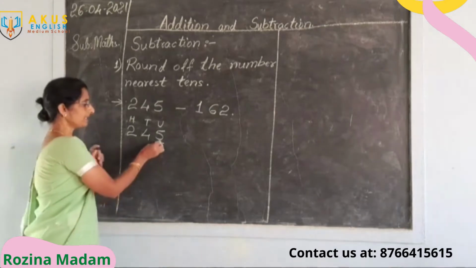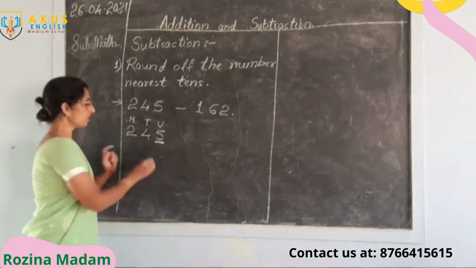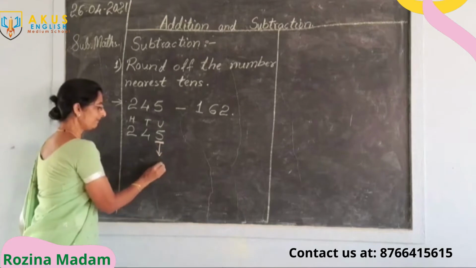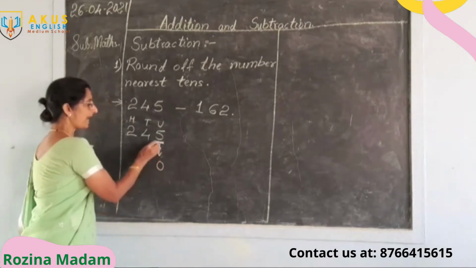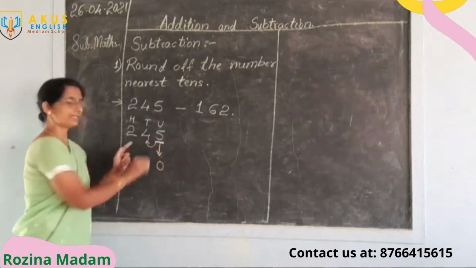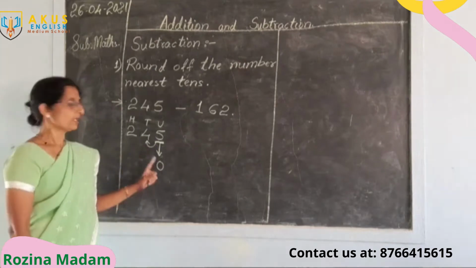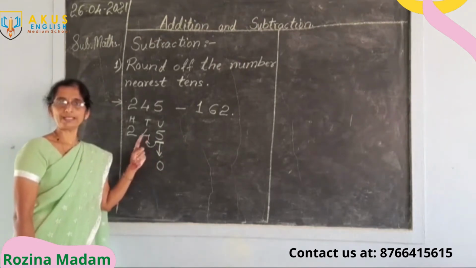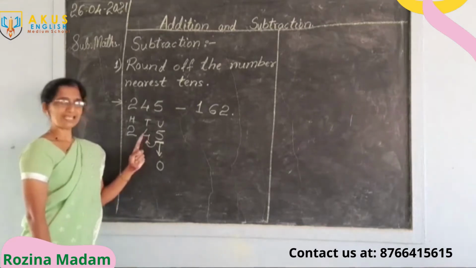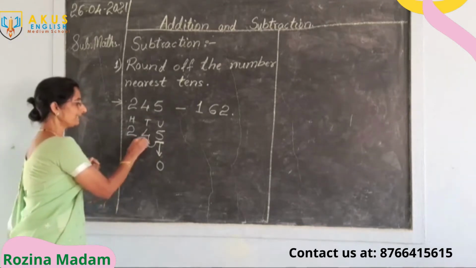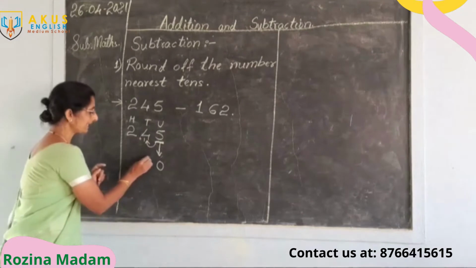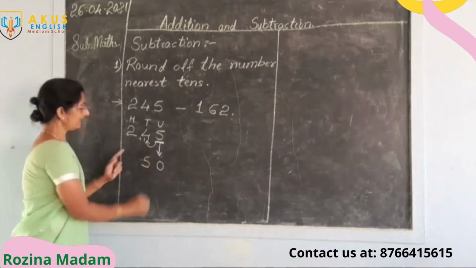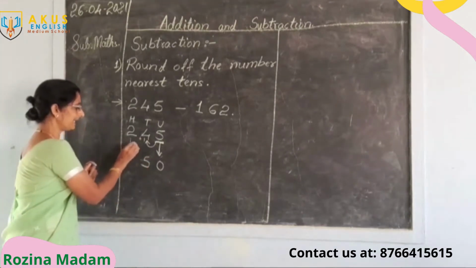Now here the number is 5. So this number will become 0 and the tens place number is added with 1. Here the number 4 is there. We have to add 1 to this 4. So 4 plus 1, what is the answer? You will get 5. And this 2 stays as it is.